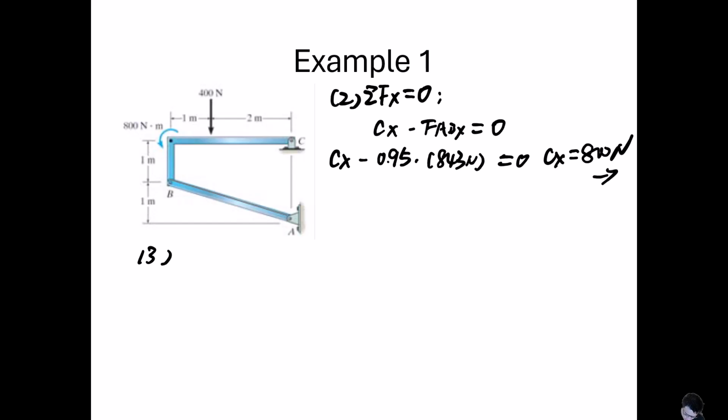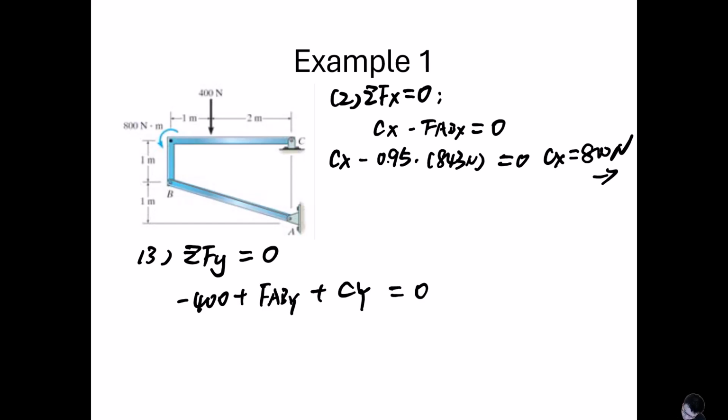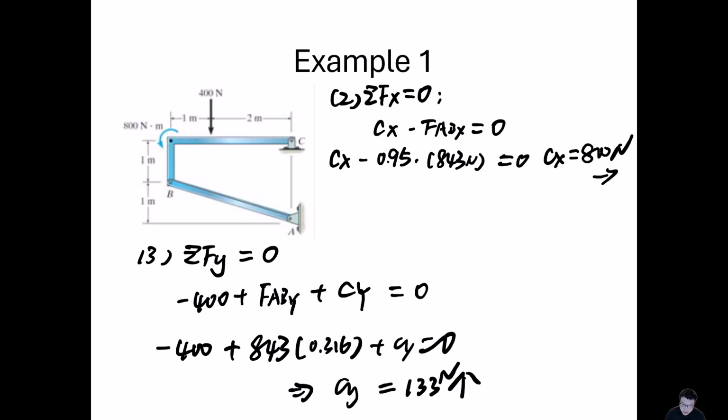The third equation, sum of Fy equals 0, negative 400 plus FABY plus Cy equals to 0. Negative 400 plus FAB times 0.316 plus Cy equals to 0. We can solve Cy equals to 133 Newton, and its direction is positive. Okay, so we solved the member BC.